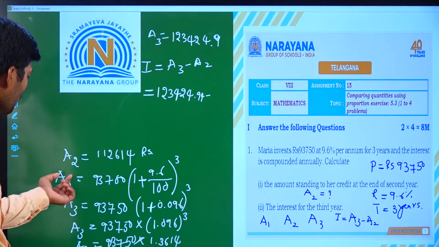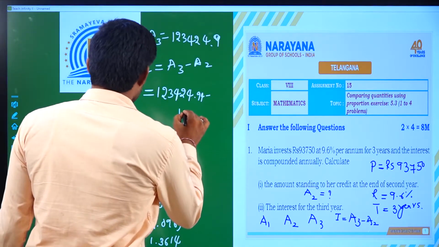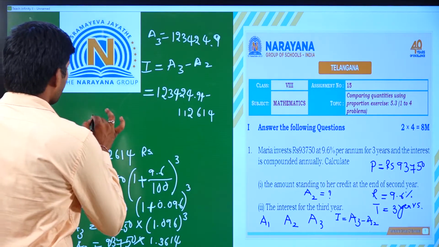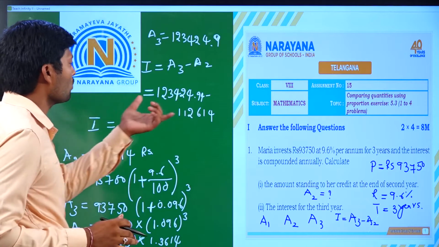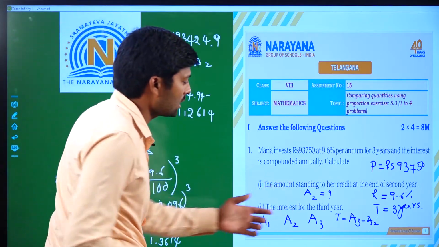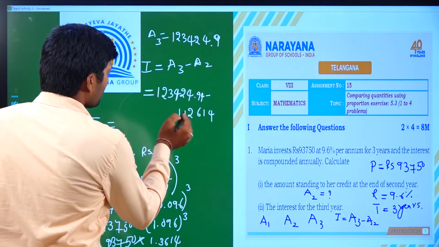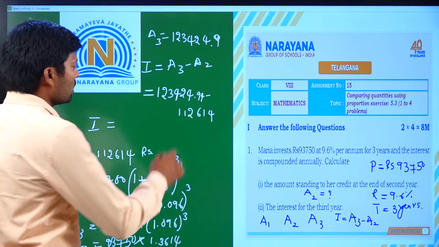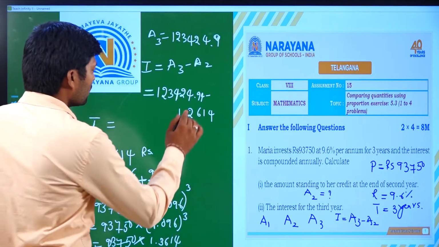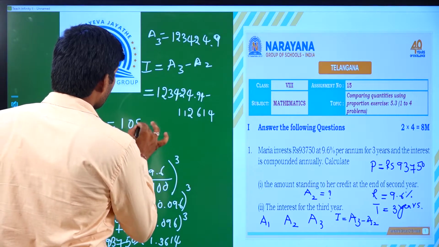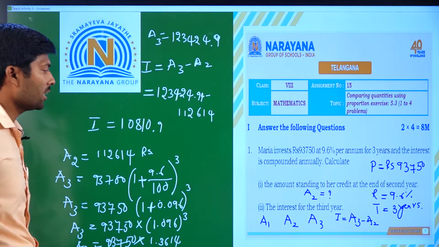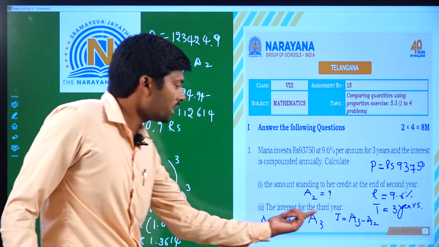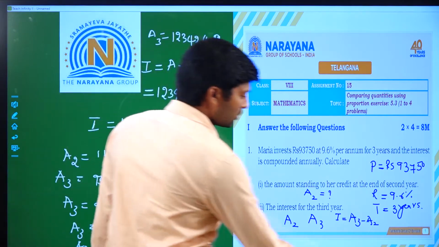What about the amount at the end of the second year? That is 1,12,614. So I is equal to the total interest during the third year, which is the difference of these two amounts: 1,23,424.94 minus 1,12,614, that is 10,810.9. This is the interest we can get during the third year. So let's go for the next question.